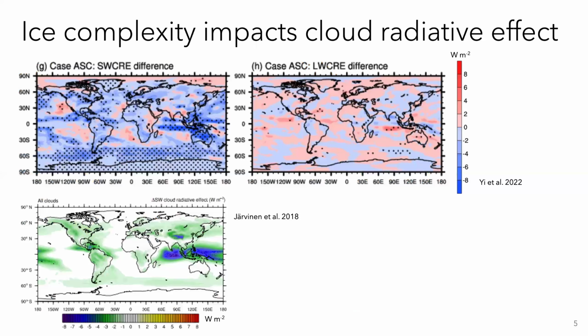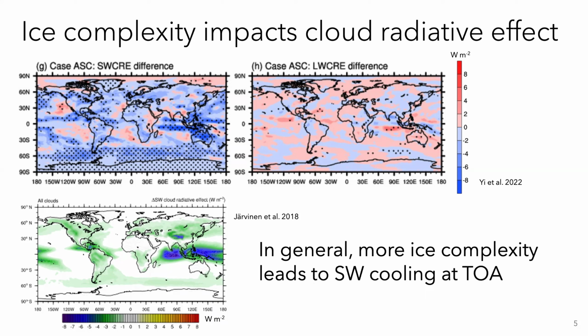And there have been some studies trying to understand what is the impact of including maybe a more realistic approach, including more ice crystals in the modeling, more complexity. So many studies have been focusing on the cloud radiative effect, for example, at the top of the atmosphere. And in general, including more ice complexity will result in mainly shortwave cooling at the top of the atmosphere, specifically in tropical regions.